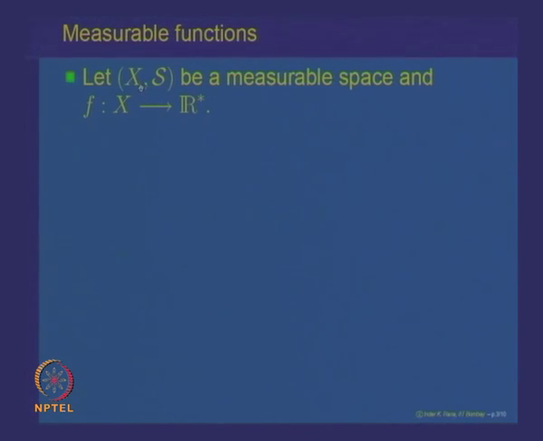So, X is a set, S is a sigma algebra of subsets of the set X, and we have a function f defined on X taking extended real values. So, R star denotes the extended real line, that is the set of all real numbers together with plus infinity and minus infinity, and with the possible operations that we had defined earlier. So, we will be looking at functions which are extended real valued defined on the set X.